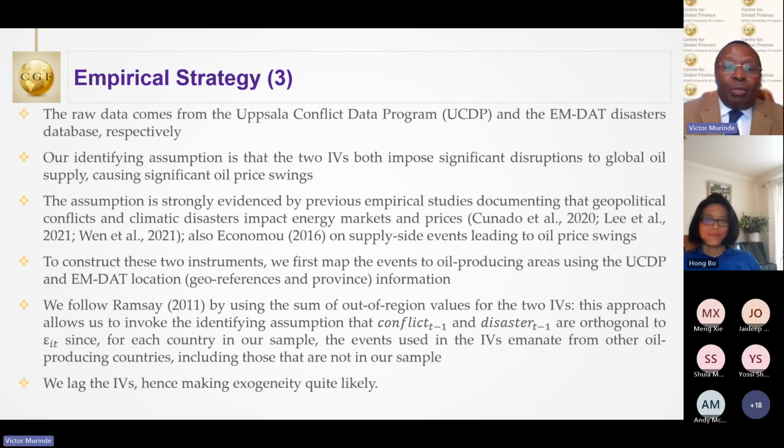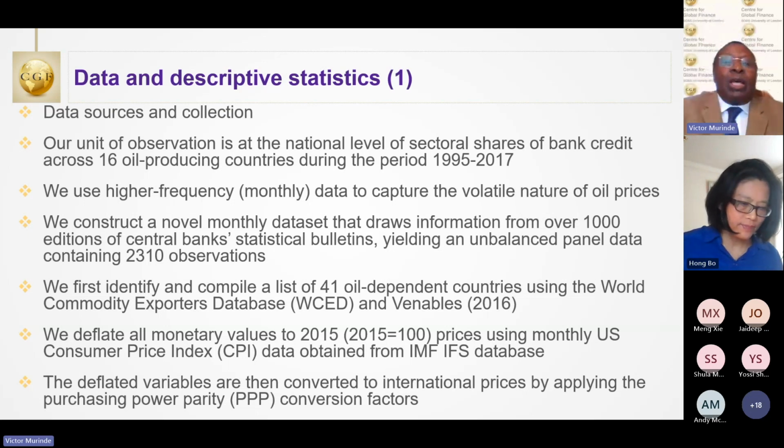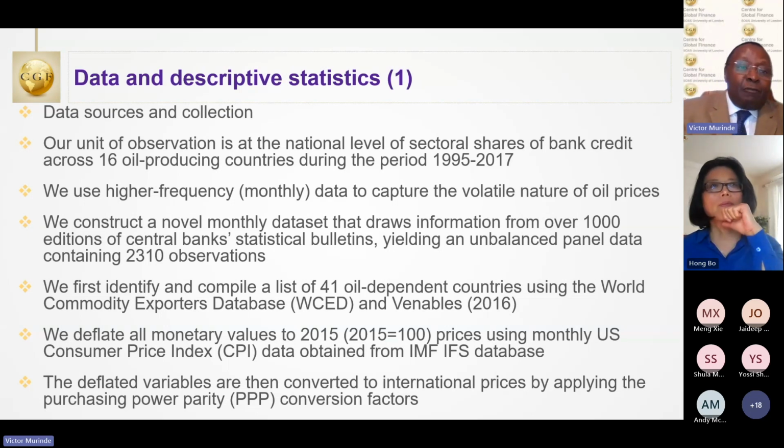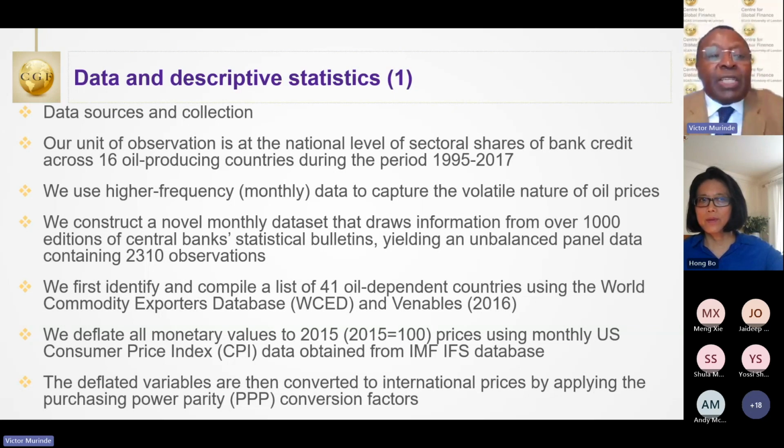Okay. But let me also extend this. Given that we covered the empirical strategy, let me focus more on our data, especially the data sources, data collection, and the partitioning of the data.